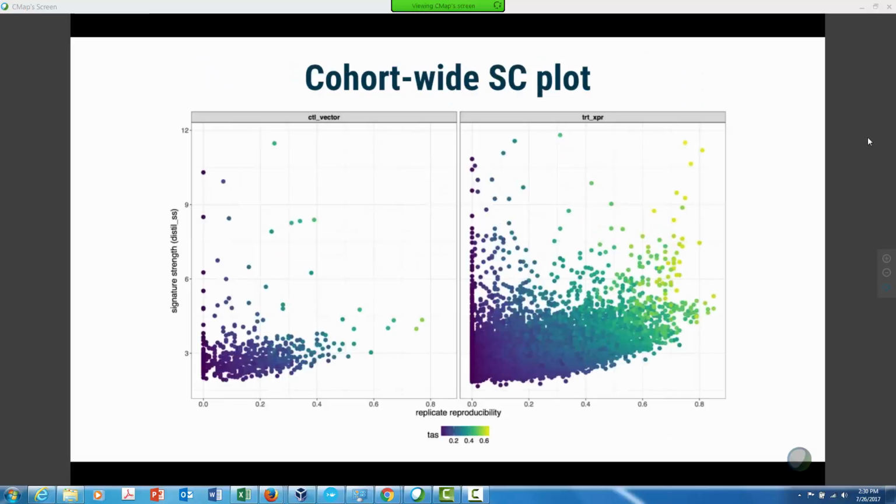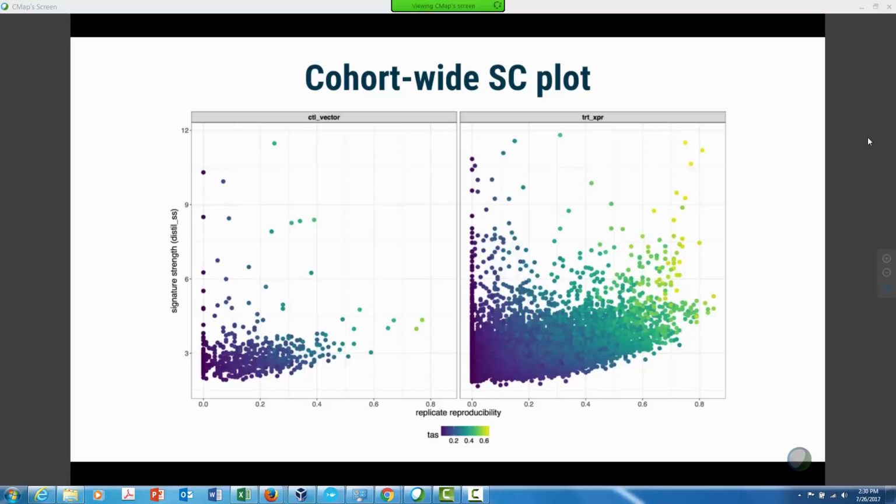This is the same plot for our CRISPR cohort. At left, you can see our non-targeting guides, which is what control vector means. Overall, the reproducibility is low and their signature strength is low. There are some TAS values that are high, but those are definitely in the minority. That's basically what we would like to see in a null.